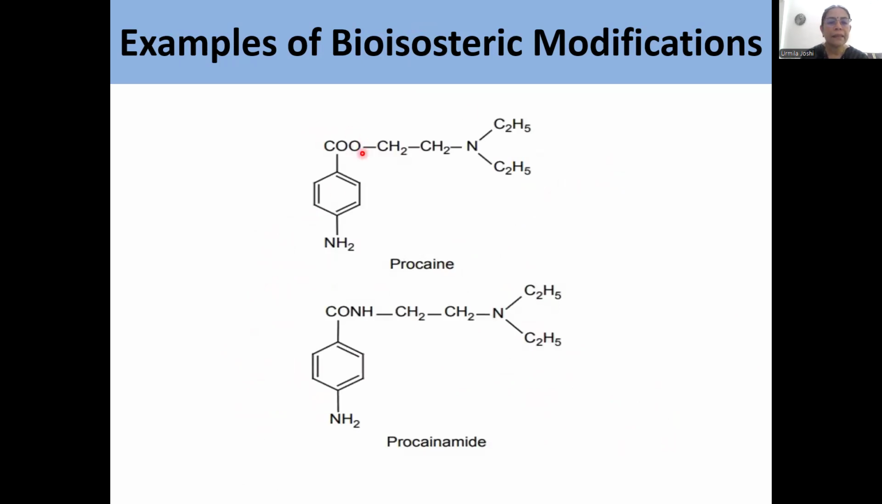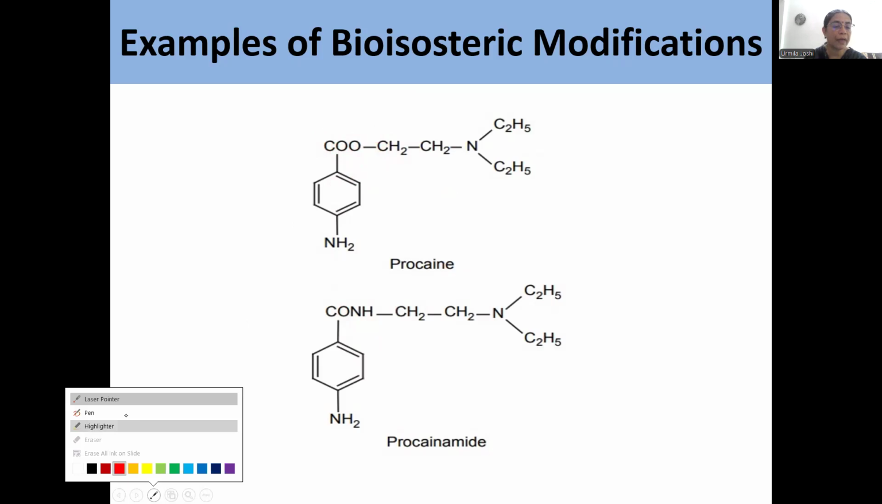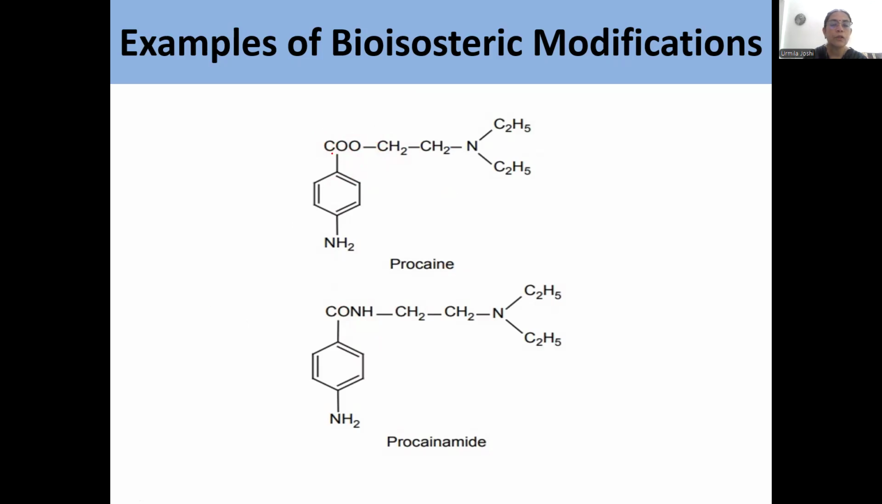Procaine. There is an ester. Sorry, this carbon should be attached to this benzene ring. This is an ester group. This was hydrolyzing very fast and therefore its duration of action was very less. So instead of the ester which hydrolyzes fast, they made it an amide.